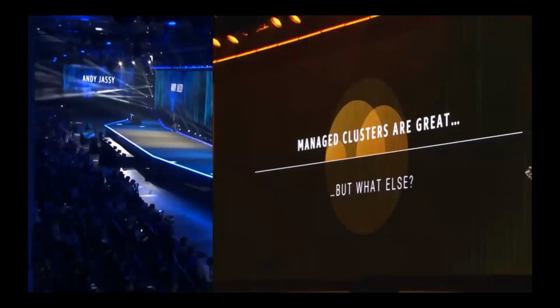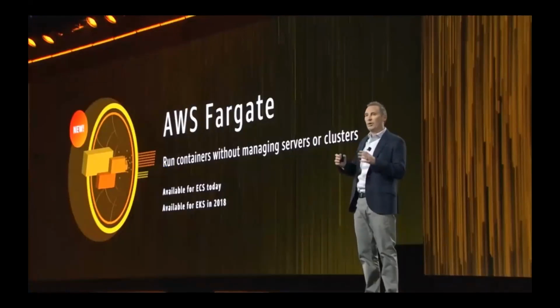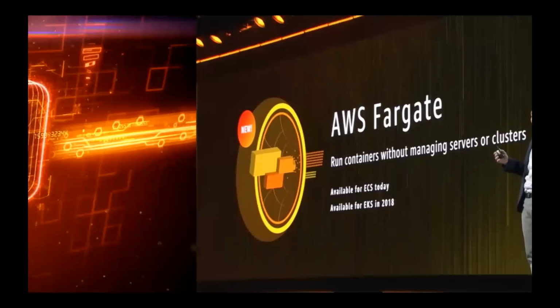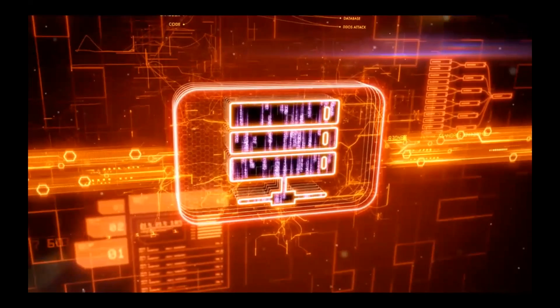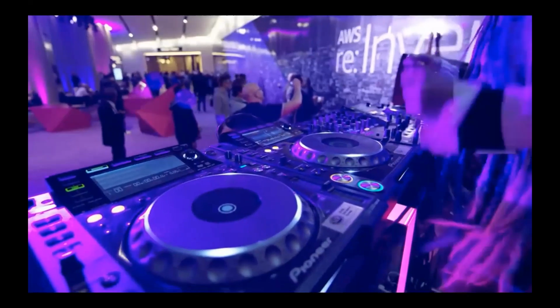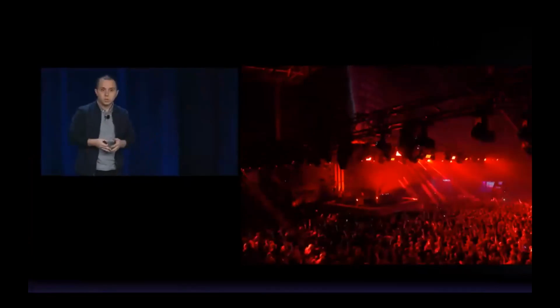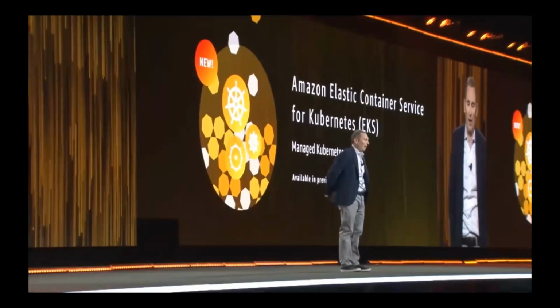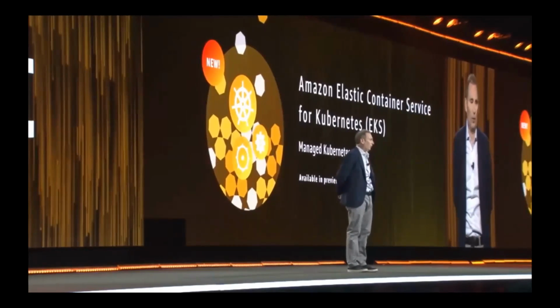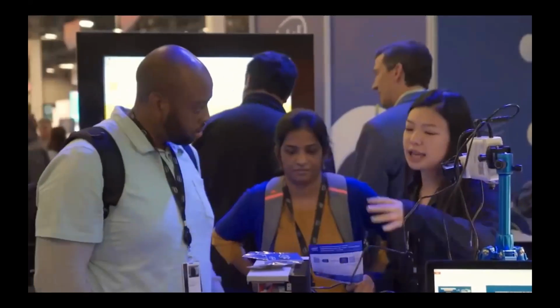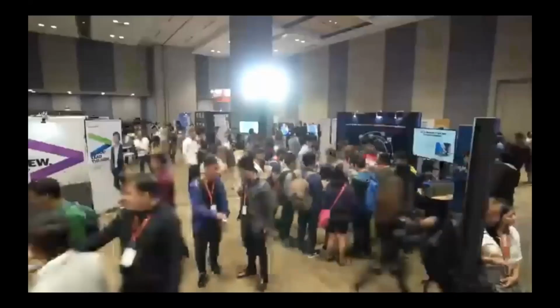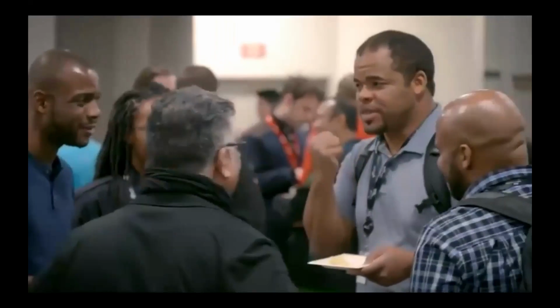Today, I'm excited to announce AWS Fargate, which allows you to run containers without having to manage servers or clusters. Because Fargate does it for us. Fargate helped us win customers. A new service called the Amazon Elastic Container Service for Kubernetes, EKS. This makes running Kubernetes as a managed service on top of AWS much, much easier.